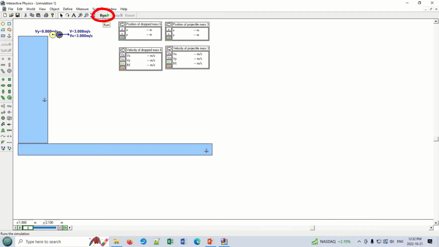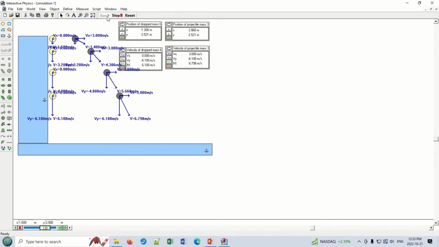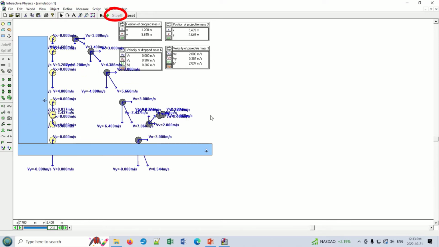We're going to click Run, and we can click Stop later, and it'll show us a little movie of these 2 balls. One of them will be dropped straight down, and the other will be projected exactly horizontally, and you'll be able to see them both falling under gravity. So it looks like this. I click Run, both balls get projected or dropped, and then I can click Stop after they bounce, because I don't actually care about what happens after the first bounce.